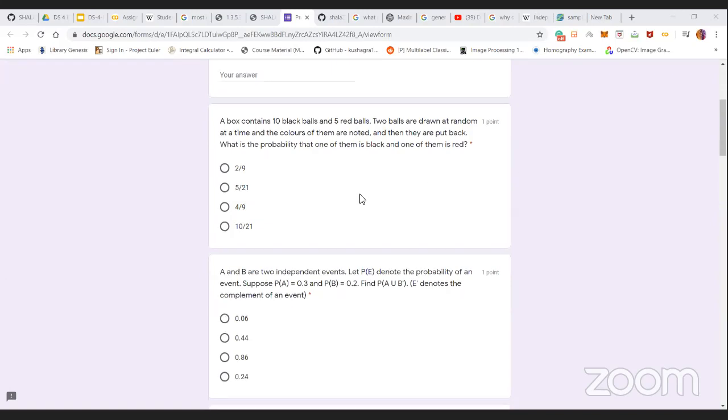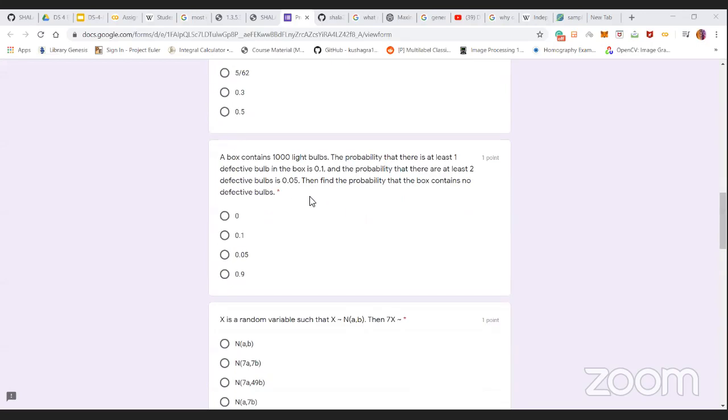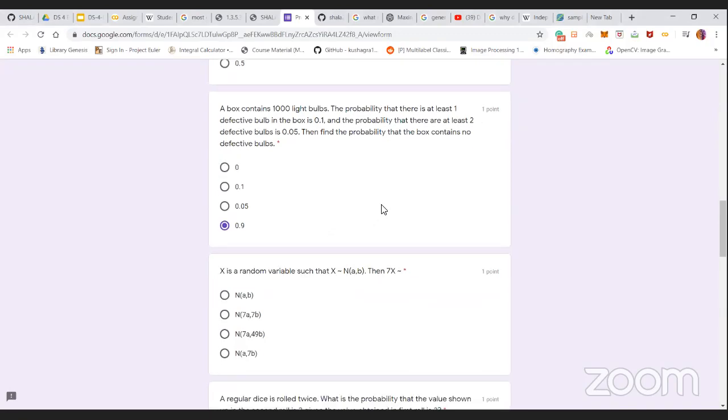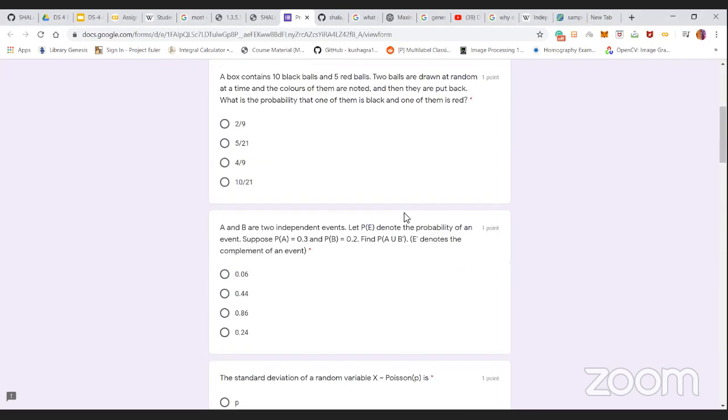Okay, so there is another question. If it can scroll down. This one, yes. Yeah, it should be 0.9. We have changed the keys, so your scores will be modified automatically based on this. You need not worry. Okay, are there any other questions?